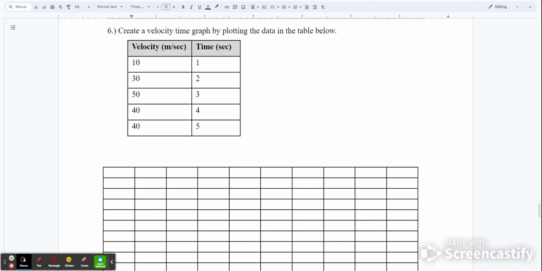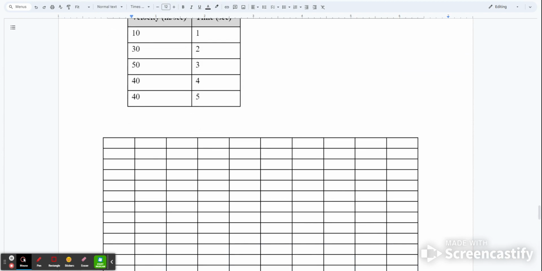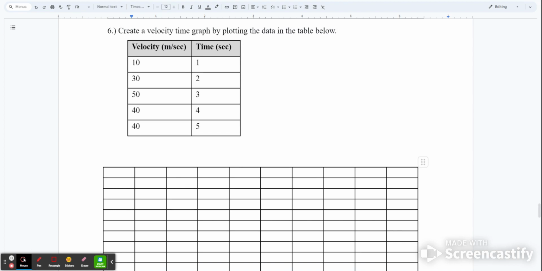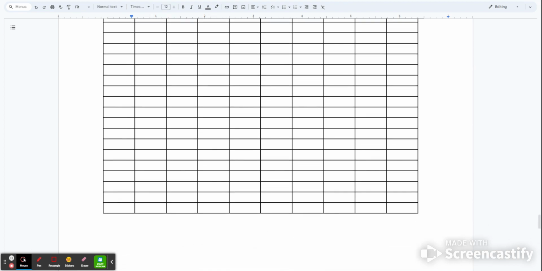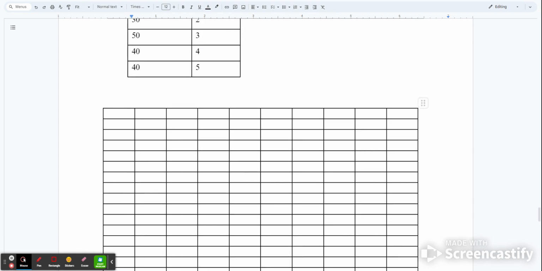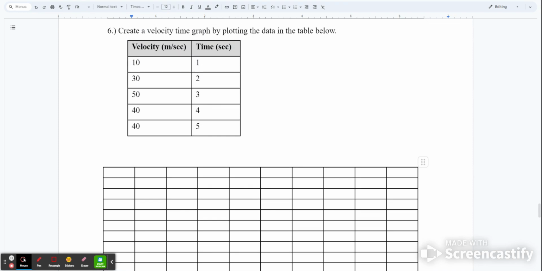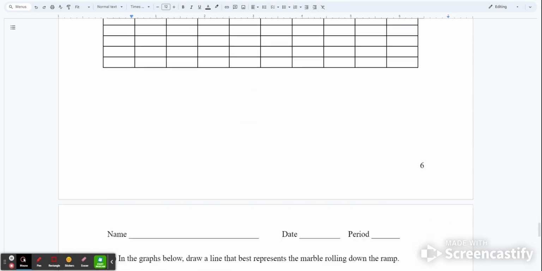Number 6, create a velocity time graph by plotting the data in the table below. Remember that you need a title, you need your axes labeled with units, you'll see those above in the chart, and you need to have it as a line graph, not a bar graph. It is a line graph because time is the bottom axis.